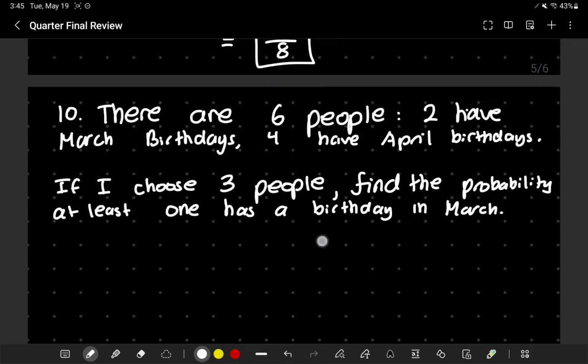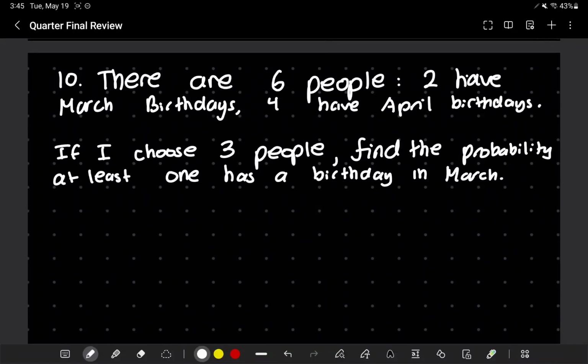This leads us to our last question, which is question number 10. There are 6 people. 2 have March birthdays, 4 have April birthdays. If I choose 3 people, find the probability. Oh, okay, so it says probability. I already know that I need to do something with that. At least one has a birthday in March. So, okay, I highlighted 3 things. And so I'm going to make that into the formula.